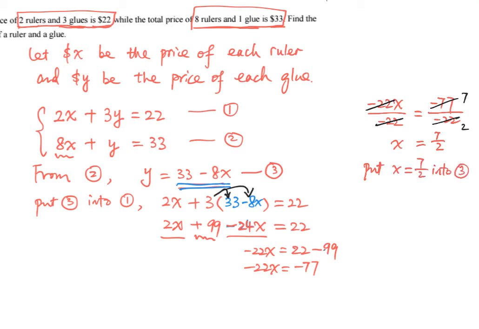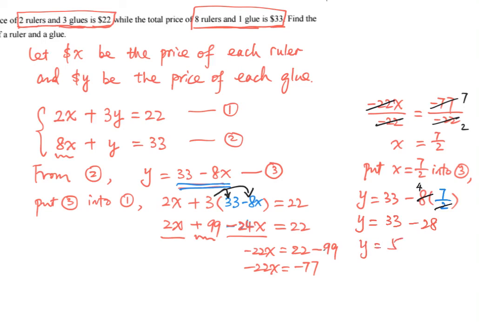Now after you get the value of X, we put X equals 7 over 2 into equation 3. So we have Y equals 33 minus 8 times X. X is 7 over 2. So 2 and 8 can be cancelled, divided by 2, so 4 is left. So we have Y equals 33 minus 4 times 7, which is 28. So Y equals 5.